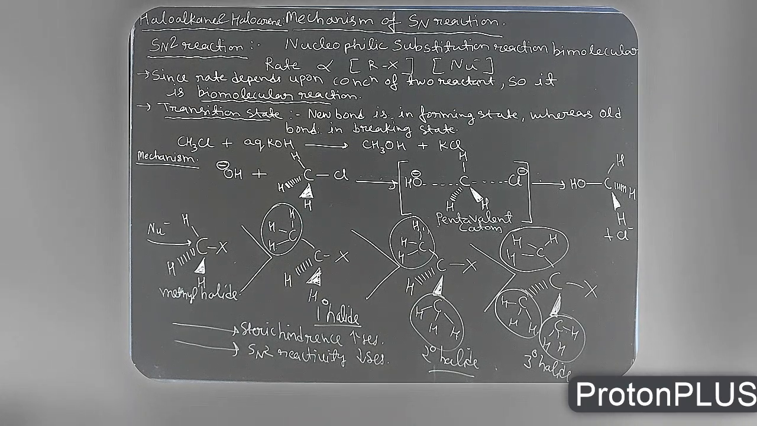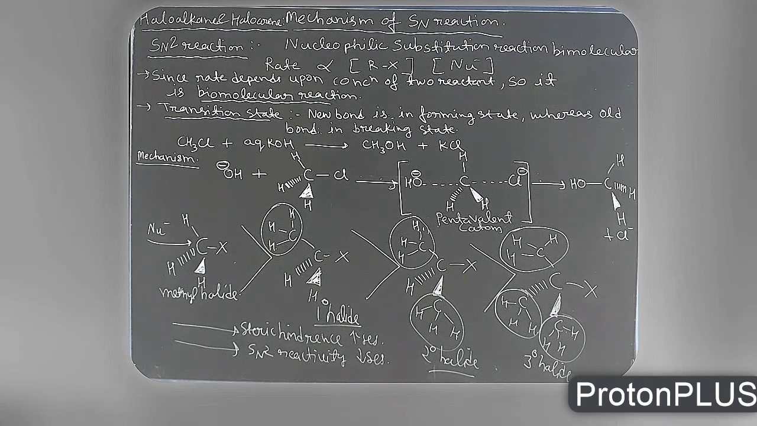Next, that is isopropyl halide. 2 methyl groups are attached to the substrate atom. And next is tertiary butyl halide. 3 methyl groups are attached to the substrate atom.